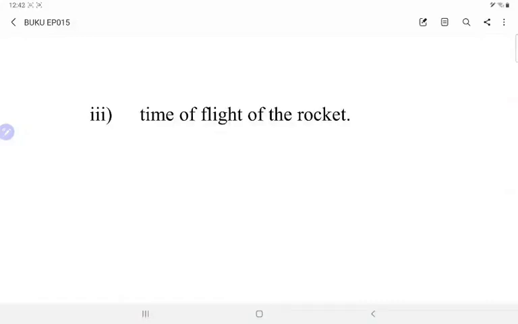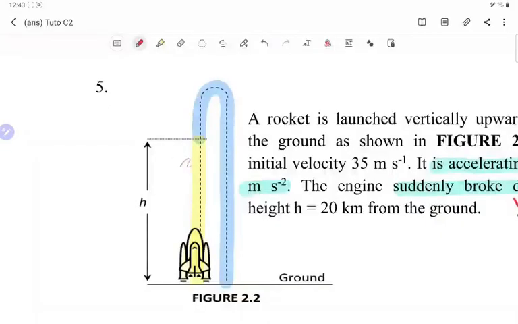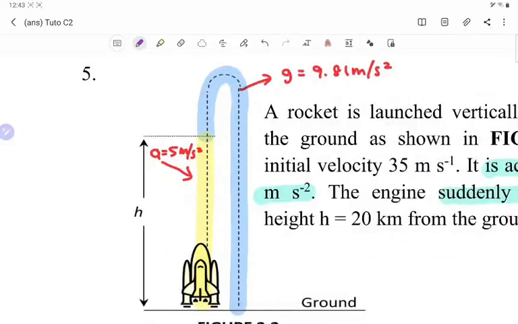Okay, then 3 is to find the time of flight of the rocket. Time of flight ni maksudnya masa dia berada di udara. Okay, so just now we have seen bahagian kuning adalah when we use acceleration equals to 5 meter per second squared. The blue color is when g equals to 9.81 meter per second squared. So to find the time of flight, you need to find t1, when the rocket is under the influence of acceleration equals to 5, and then t2, when the rocket is under the influence of gravitational acceleration. Then you total up t2 and t1, you will get the time of flight.